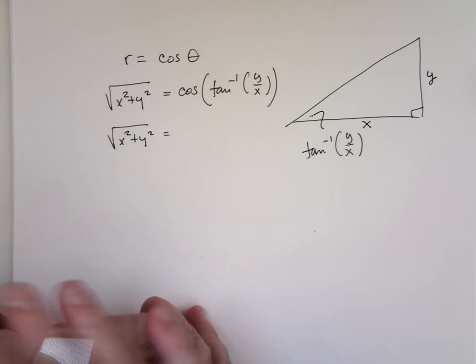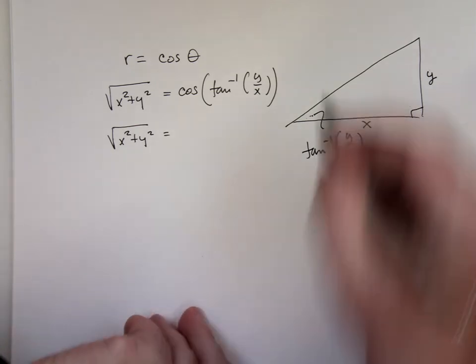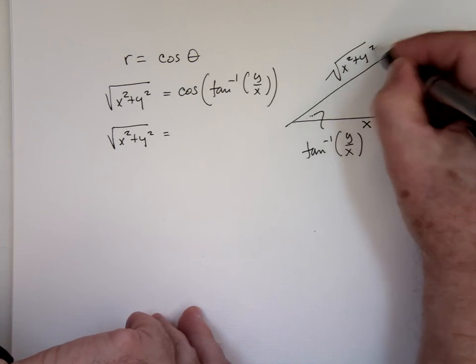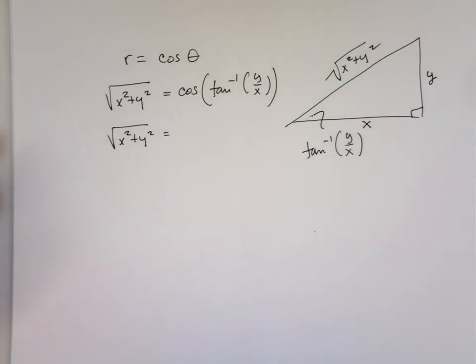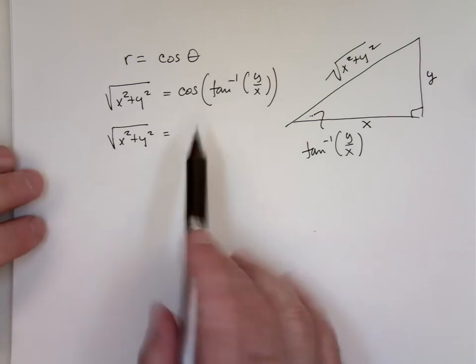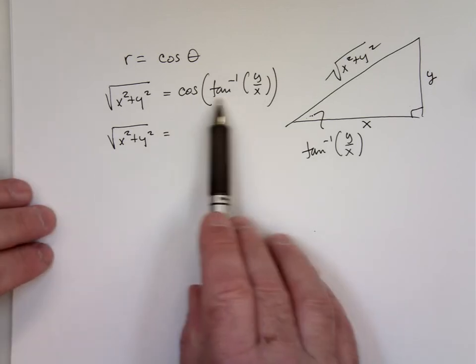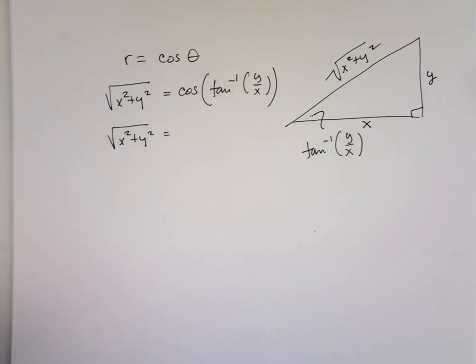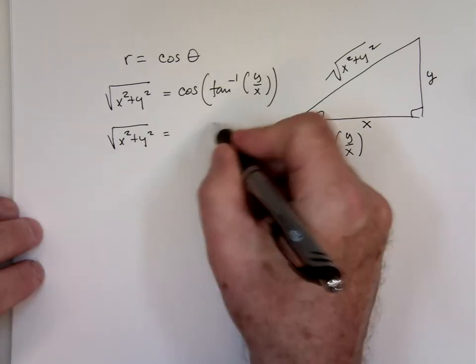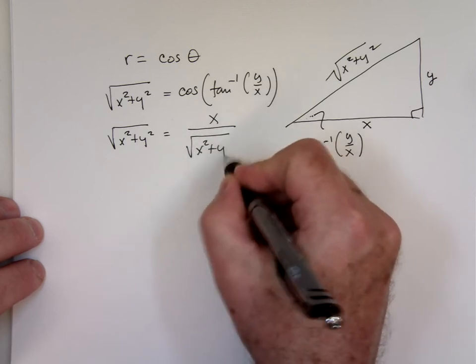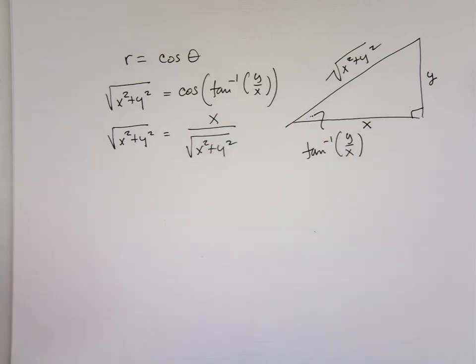All right. What's the hypotenuse then? Square root of x squared plus y squared. So what do we need here? We need the cosine of this angle. What's the cosine of this angle? X over the square root of x squared plus y squared. Adjacent over hypotenuse. Well, this isn't too bad.